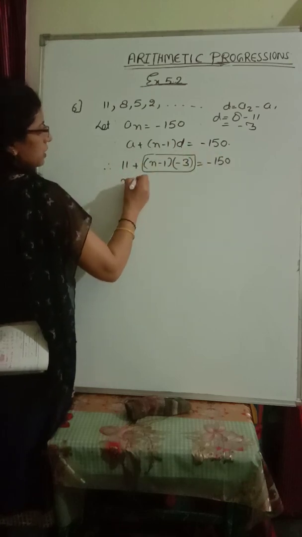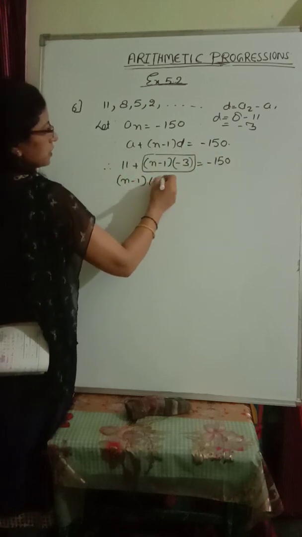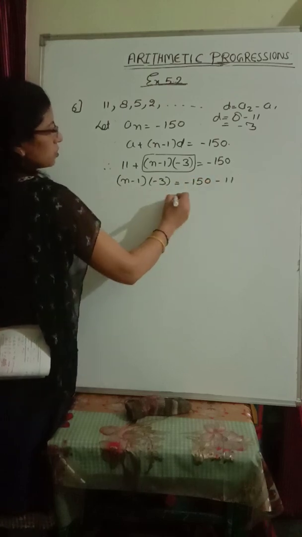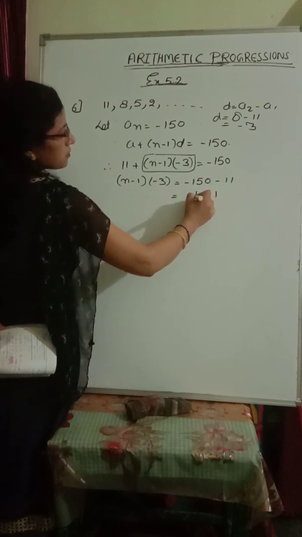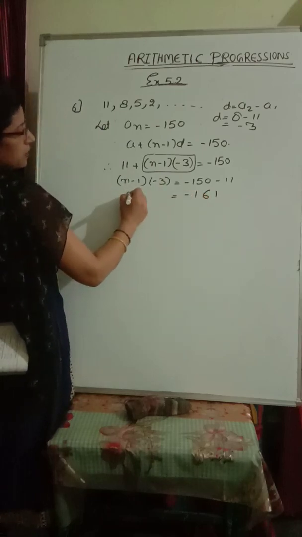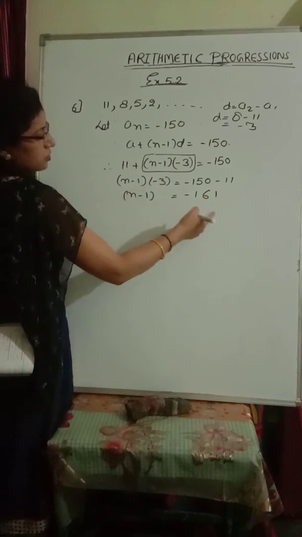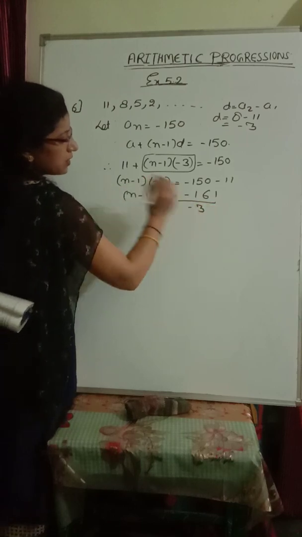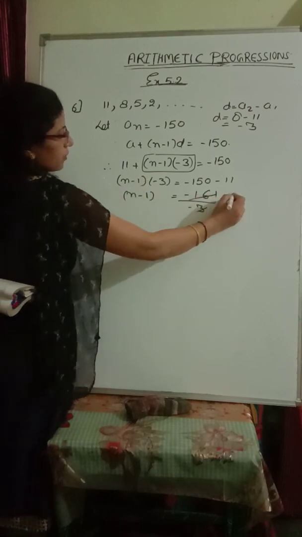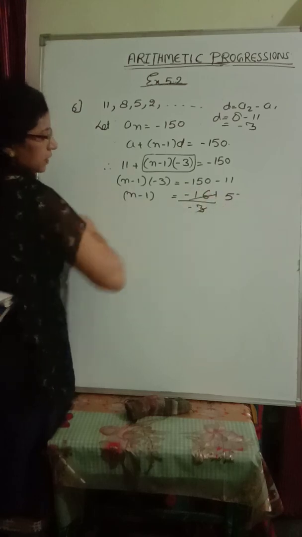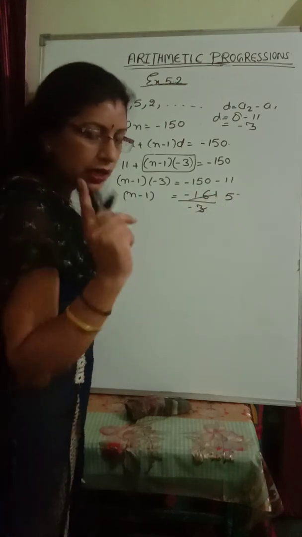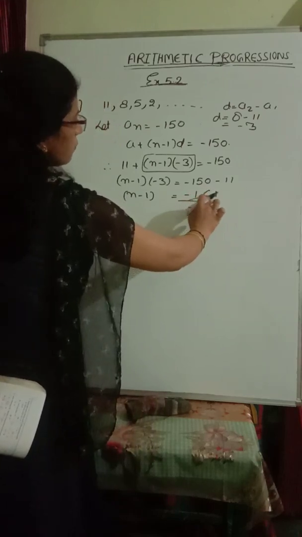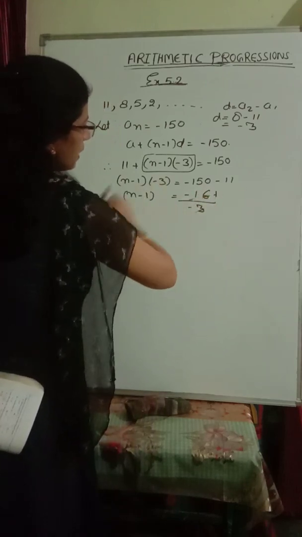So (n minus 1) into minus 3 is minus 150 minus 11. So this is minus 161. So n minus 1 times minus 3: you send this side, it goes into division because this is a multiplication. Minus minus cancel. 3 5s are 15, 1 cancel is not possible. Okay, it is coming in fraction, so we'll leave it like this. It is not cancelling by 3.